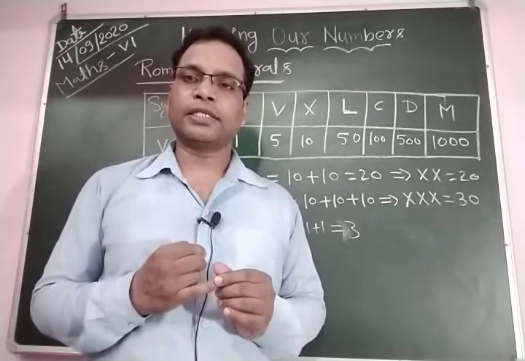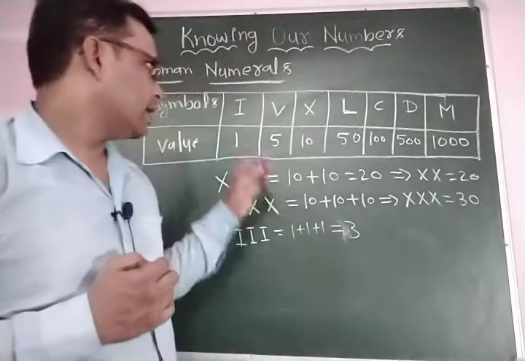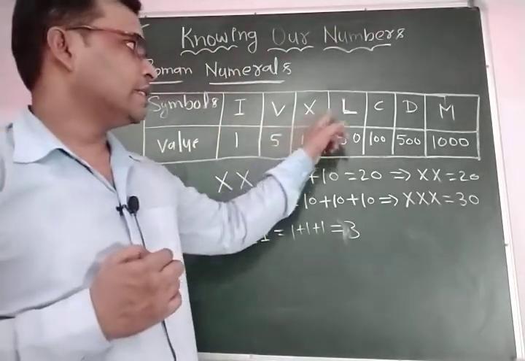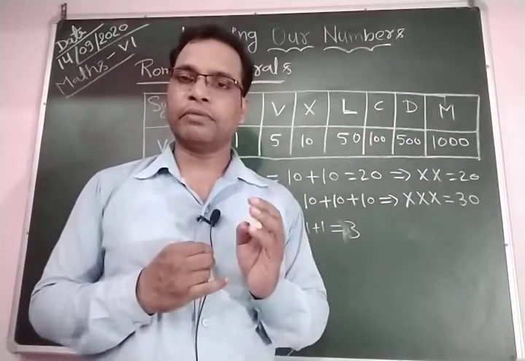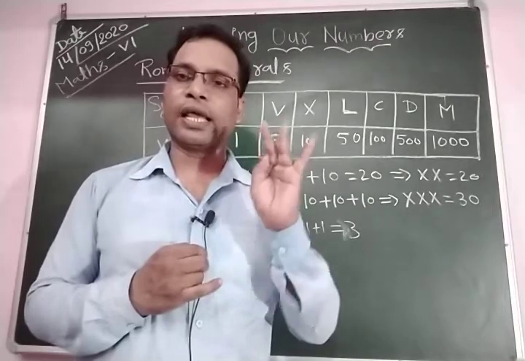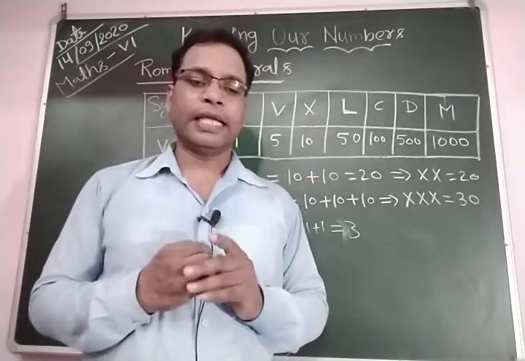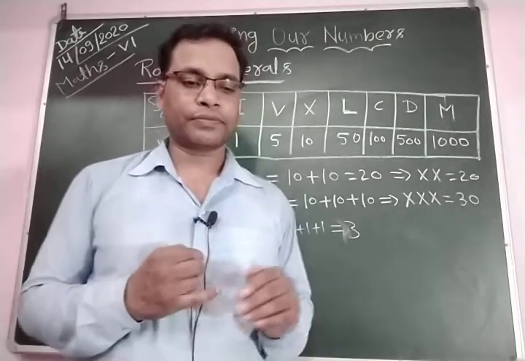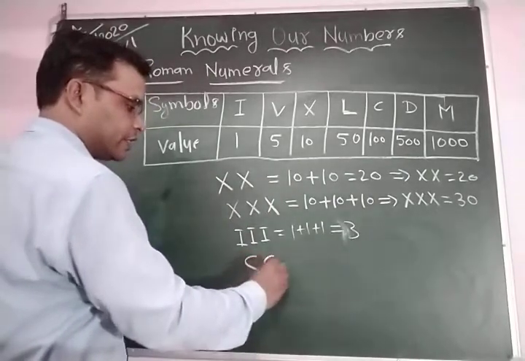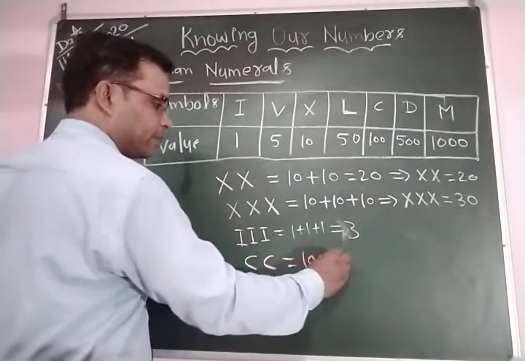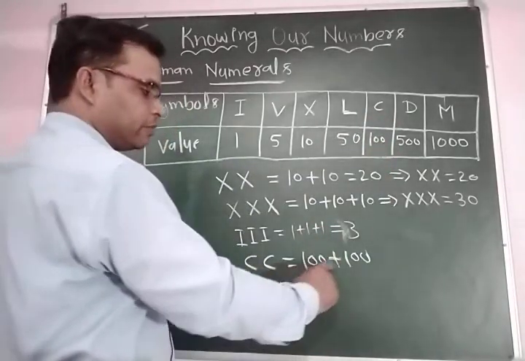Only the symbols I, X, C and M can be repeated. And symbols V, L and D are never repeated. Which symbols? I, X, C and M can be repeated, and V, L, D are never repeated. So if you repeat C 2 times, it means 100 plus 100. The value of C is 100.